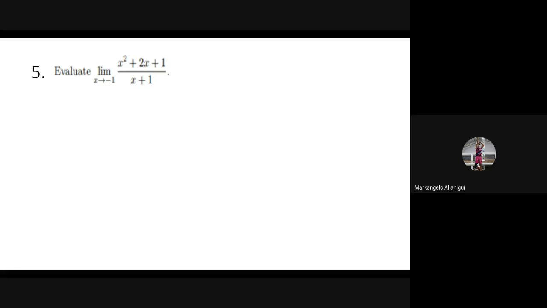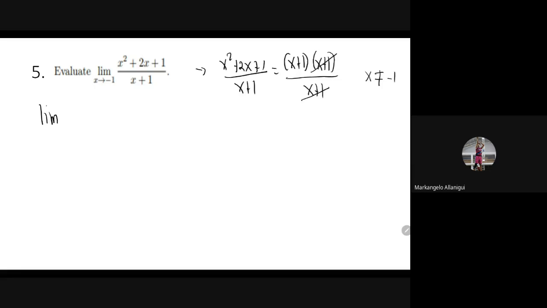Okay? So how do we do it? We have here the limit of x squared plus 2x plus 1 all over x plus 1. Remember, the numerator can be factored as x plus 1, x plus 1. And then we have the denominator as x plus 1, provided here that x must not be equal to negative 1. So we can now cancel, thus the limit of x squared plus 2x plus 1 all over x plus 1 as x approaches negative 1 is equal to the limit of x plus 1 as x approaches negative 1, which is equal to 0.